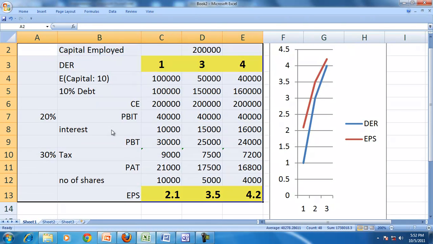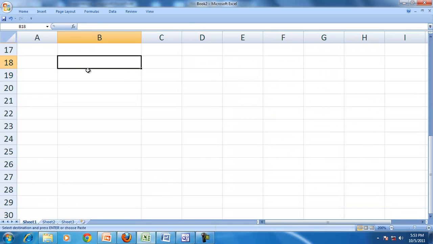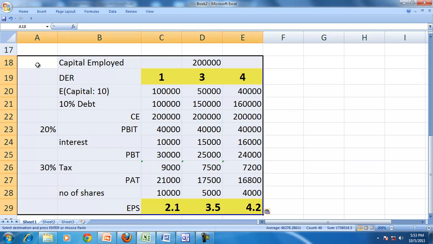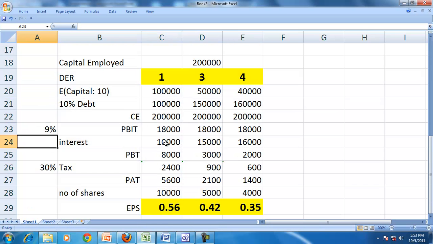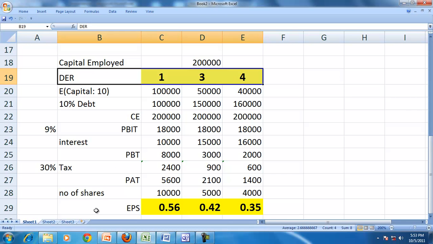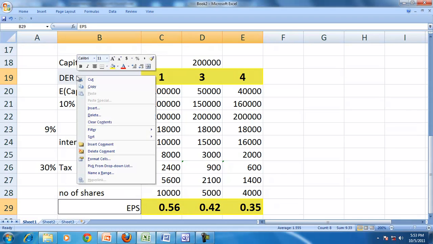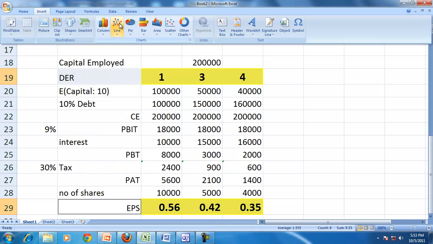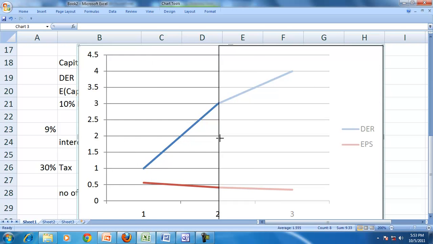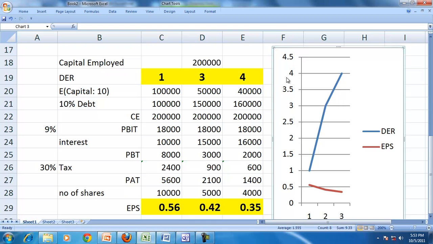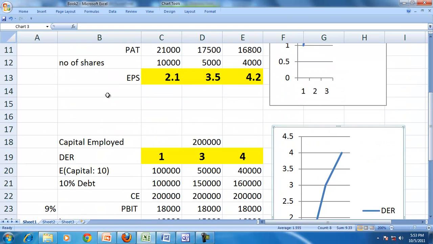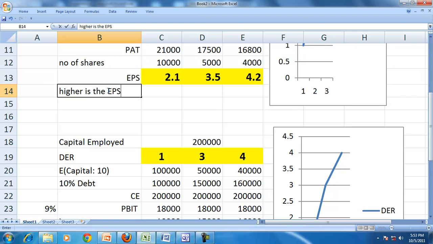Let us take these numbers and put it here and just change the PBIT to 9%. All other things remaining constant, you can see that we have kept the capital employed constant, the debt equity ratio changes. However, with the increase in DER, the earning per share has come down. So in the first case, higher the DER, higher is the EPS.